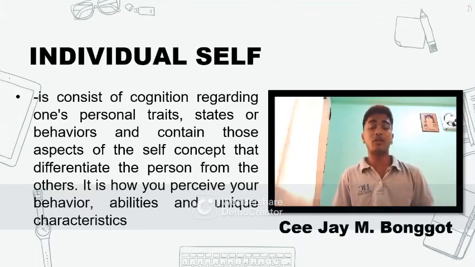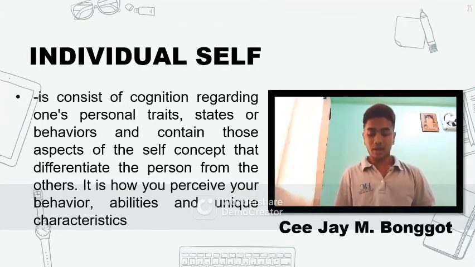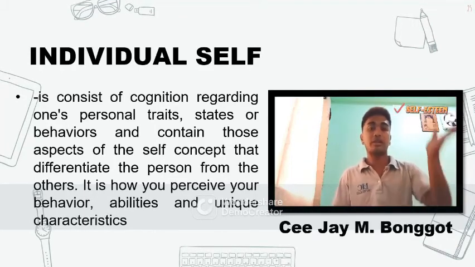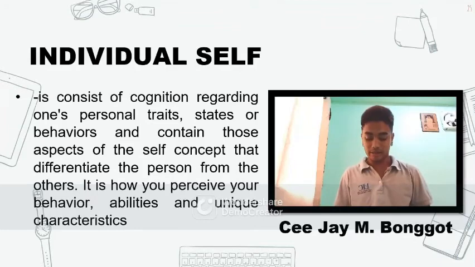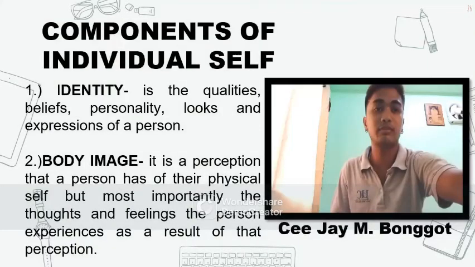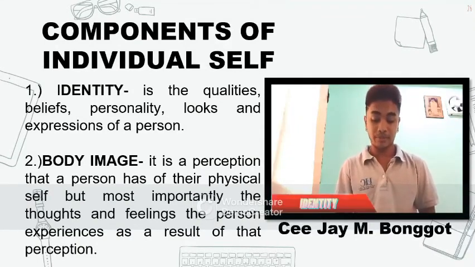There are four components of the individual self. First is identity. Second is body image. Third is self-esteem. And lastly, role performance. Identity is the qualities, beliefs, personality, looks, and expression of a person. It is what makes every person unique.